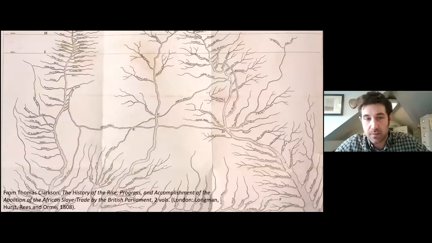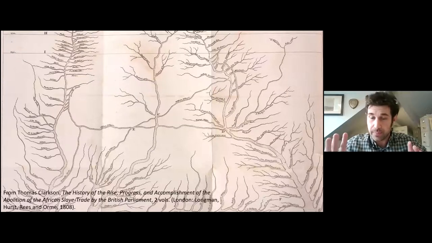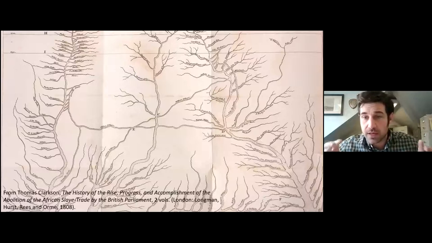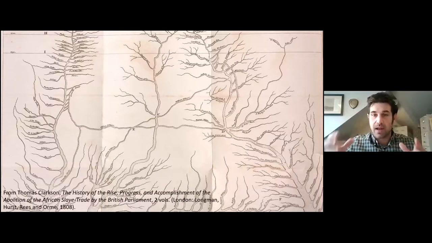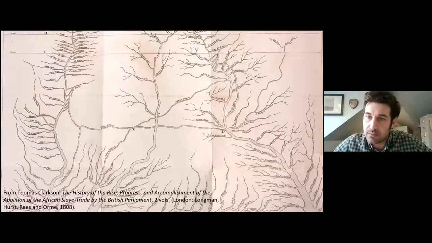This is an image from Thomas Clarkson's History of the Rise, Progress, and Accomplishment of the Abolition of the British Slave Trade, depicting what Clarkson thought of as the many little rivers and creeks of anti-slavery building to a great anti-slavery ocean. And it also sort of looks like a root system. And indeed, anti-slavery had many roots. It grew from many roots in the 18th century.